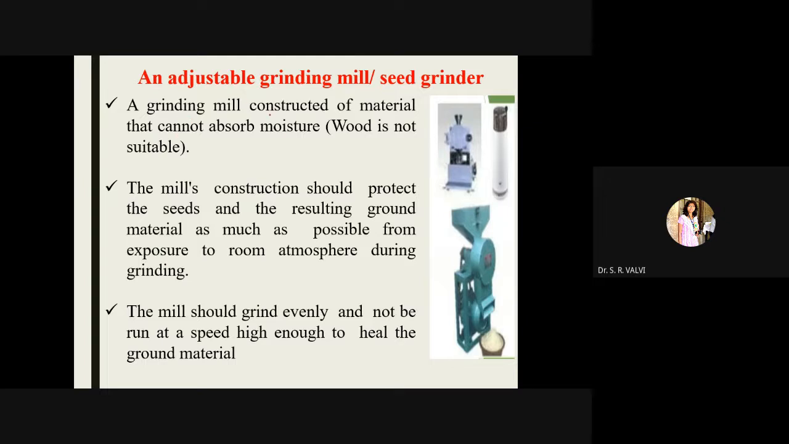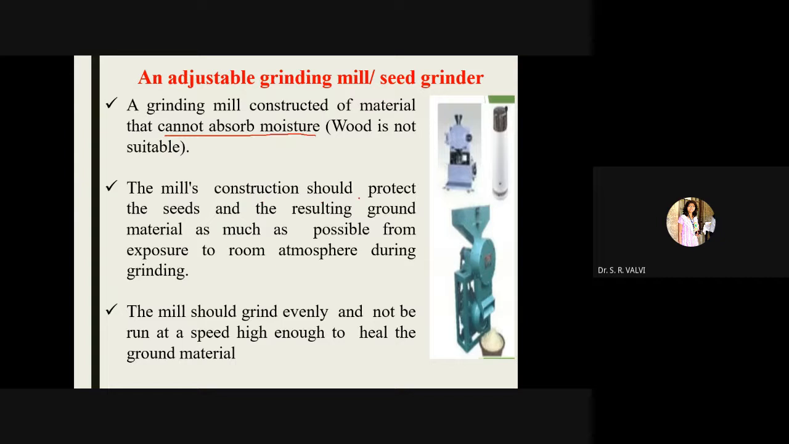So here, a grinding mill constructed of material that cannot absorb moisture. Yes, obviously, the topic we are discussing right now is the moisture content of the seeds. So obviously the grinding mill in which we are going to grind our seeds should not absorb the moisture. So here the grinding mill should not be made up of wood, right? Wood is going to absorb the moisture content. So your grinding mill should not be made up of wood.